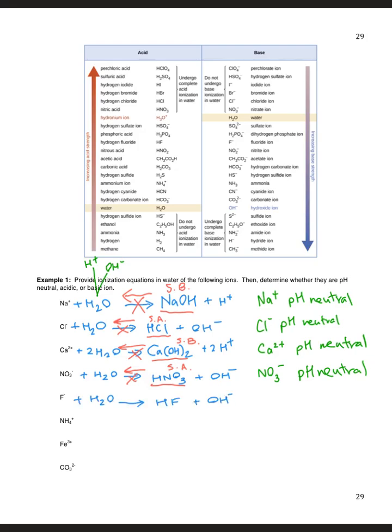Next, fluoride ion. When fluoride ion reacts with water, it will accept a proton from water and become hydrofluoric acid. And another species is hydroxide ions. Again, these 2 are related by 1 proton, so these 2 are a conjugate acid-base pair. Same as the previous examples as well, all of these are conjugate acid-base pairs.